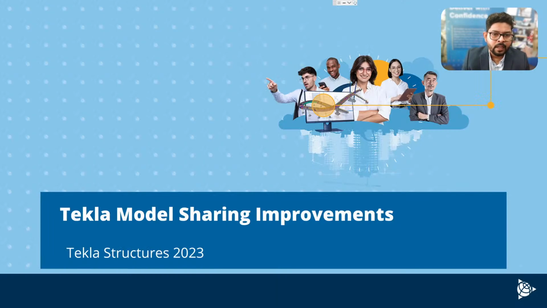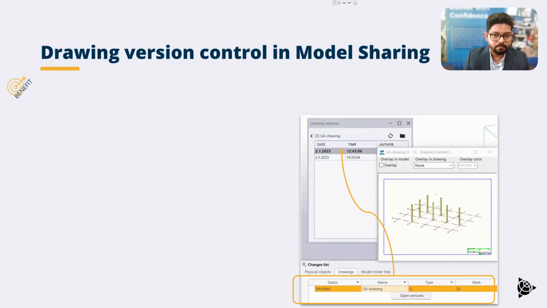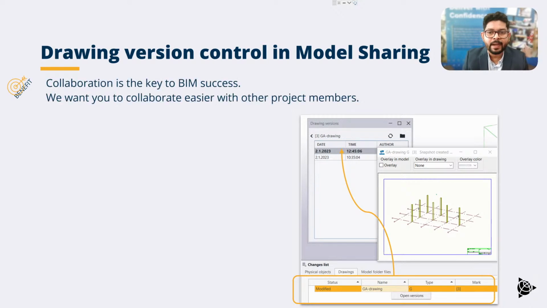And now let's look at the Tekla model sharing improvements. I'm sure many of you have already used the drawing version control in the Tekla drawings, wherein the users can revert back to any saved version of the drawing. However, in the previous version, whenever the drawing changes were uploaded to the cloud, only the last saved version of the drawing was preserved in the model sharing cloud. So that was a big concern for some of the users.